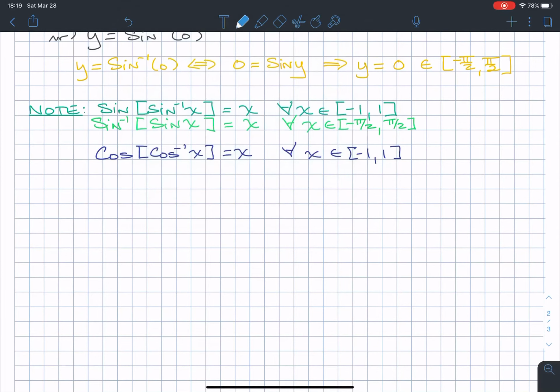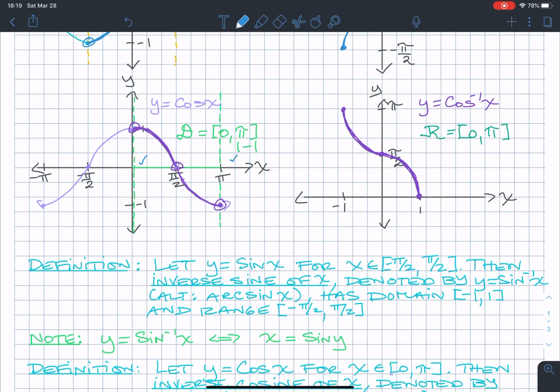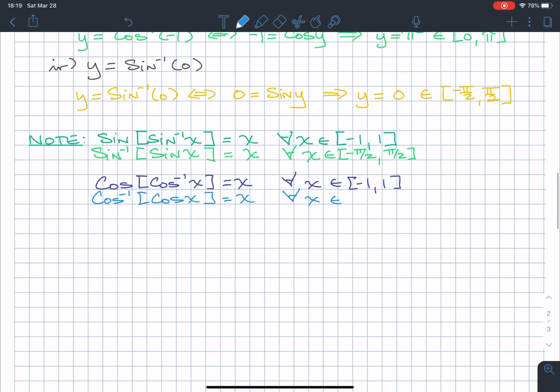Similarly, if I evaluate first the inverse composed with the normal cosine of x, well, this is x, but of course I had a restricted domain for cosine. So this is for all values of x that are between, my restricted was from 0 to pi. So the restricted domain there is for all values of x between 0 and pi.